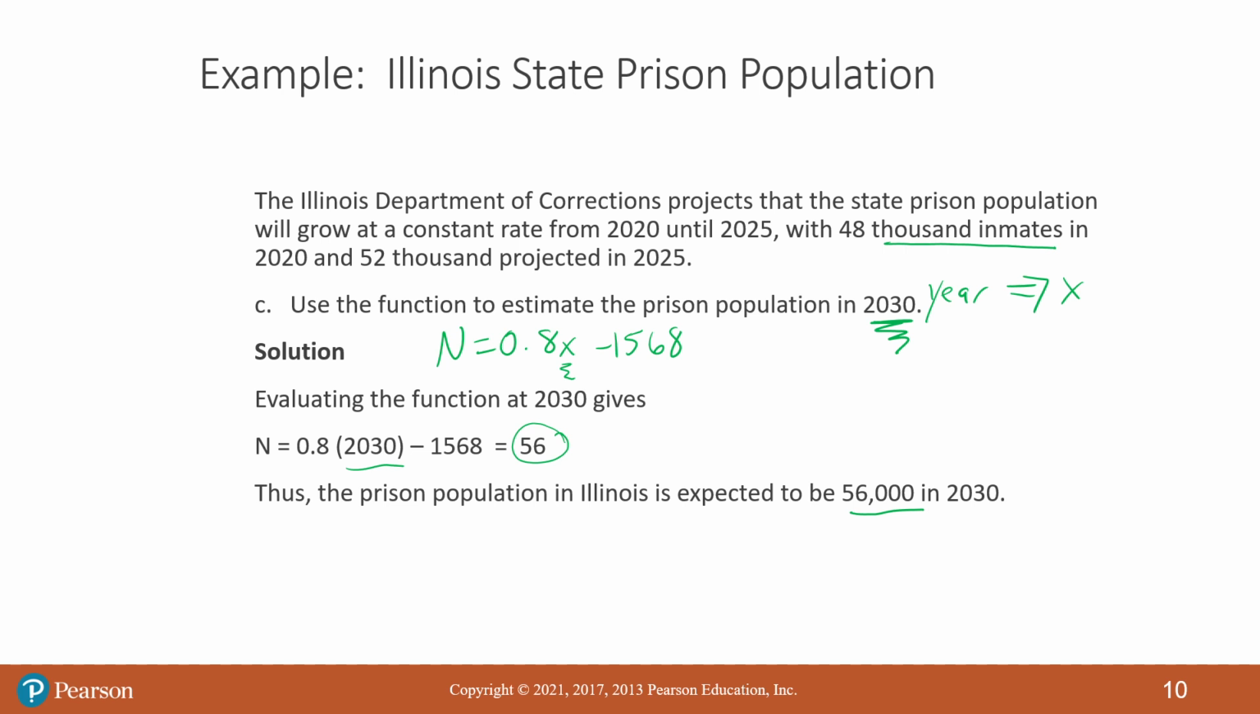Because if you just type in 58 into your answer in MyMathLab, that's going to mark it wrong, because the answer is not 58 here. The prison population in Illinois is expected to be 56,000, because that's the units that they're in. Sorry, I keep saying 58. The answer is 56, Mr. Shipes. 56,000 right there.